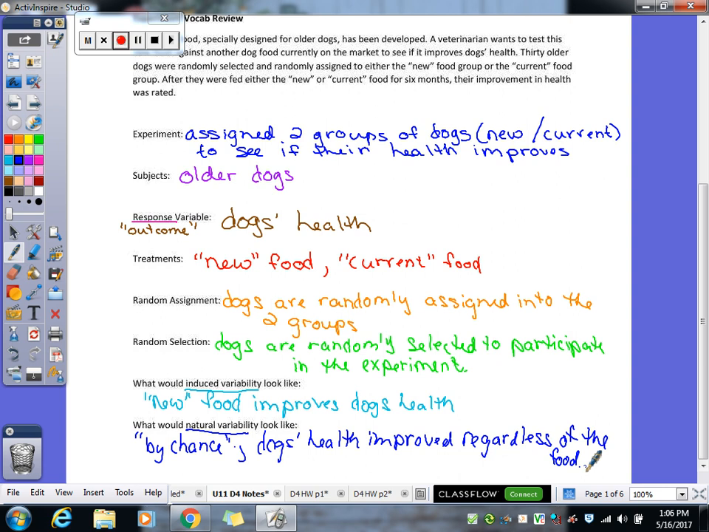Now, they're not going to always ask you to sit here and write out what each of these are within an experiment, but you never know, it could show up, and they could ask like a multiple choice question of, in this scenario, which one is the response variable? Or within this scenario, which one is the induced variability? So you got to make sure you know what those words mean. All right. Let's take a look at our first example.